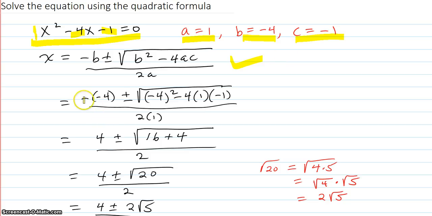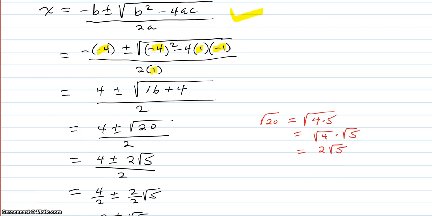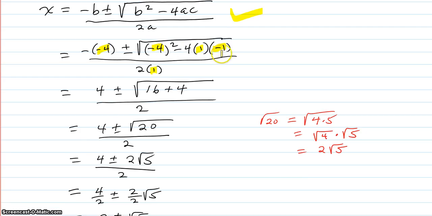Plug everything in. Negative b is negative 4, b is negative 4, goes right there. Minus 4a is 1, and c is negative 1. And 2a right there. So I simplify that down, simplify that inside there.